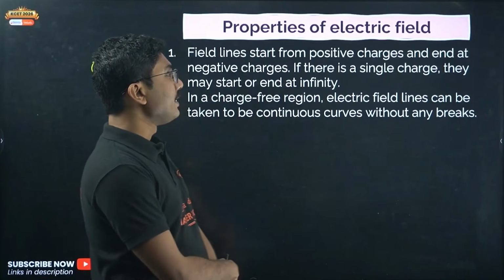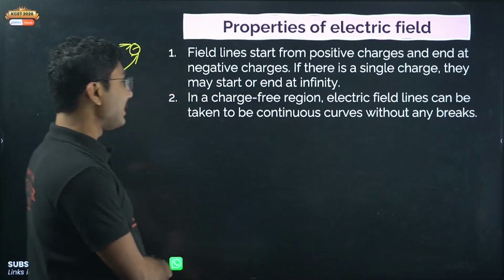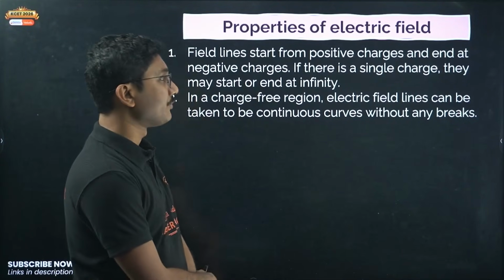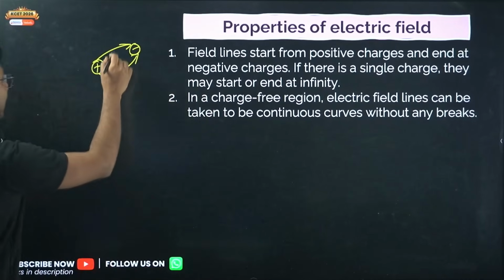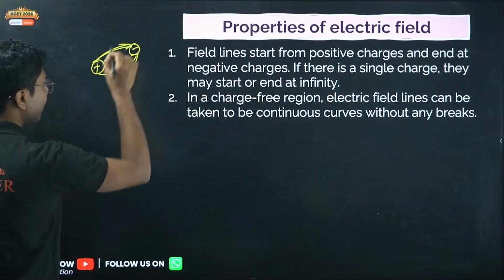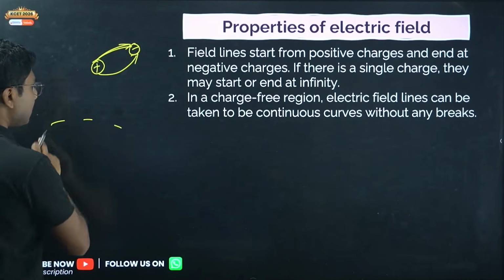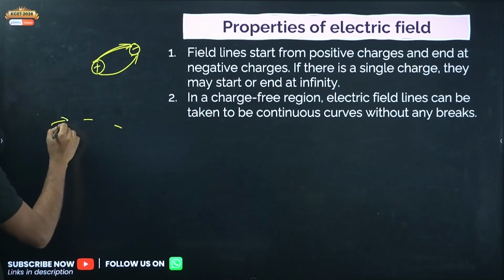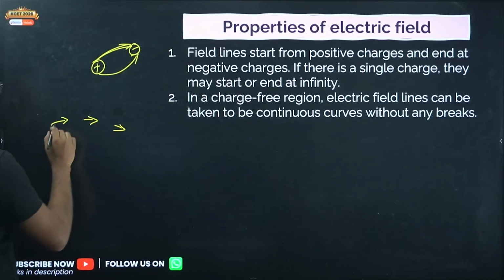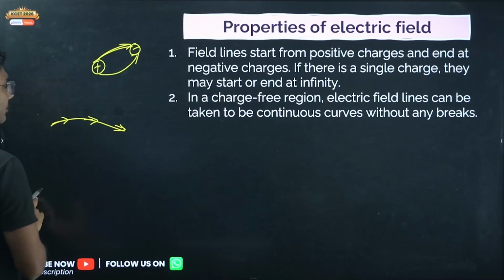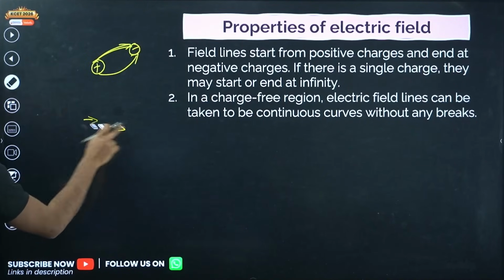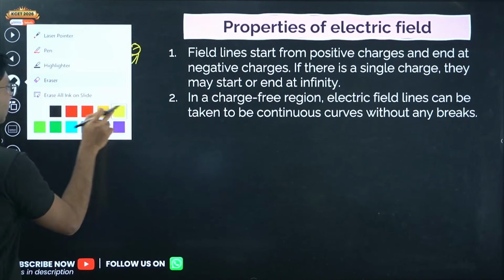In a charge-free region, electric field lines can be taken to be continuous curves without any breaks. So for example, if there is no charge present, the line is continuous. The line is not like that. This is called a line with breaks. So this is not the way to draw electric field lines. Electric field lines have to be continuous curves. Remember this. What else?